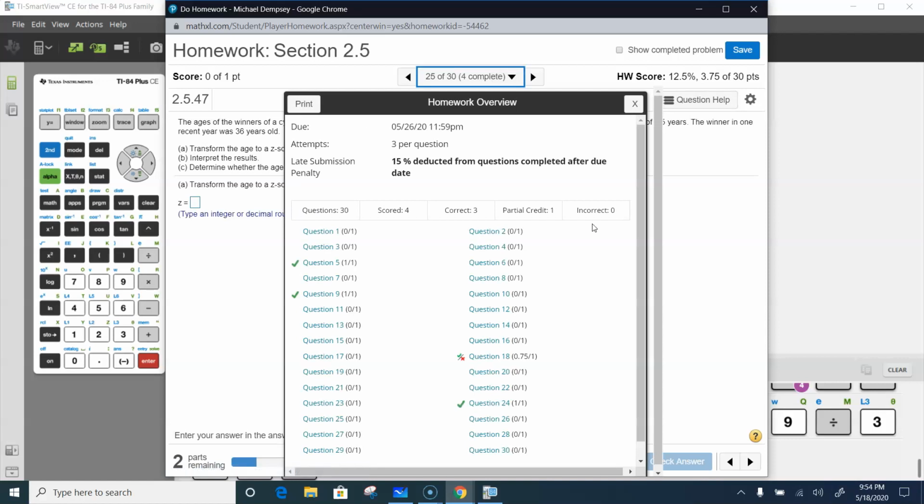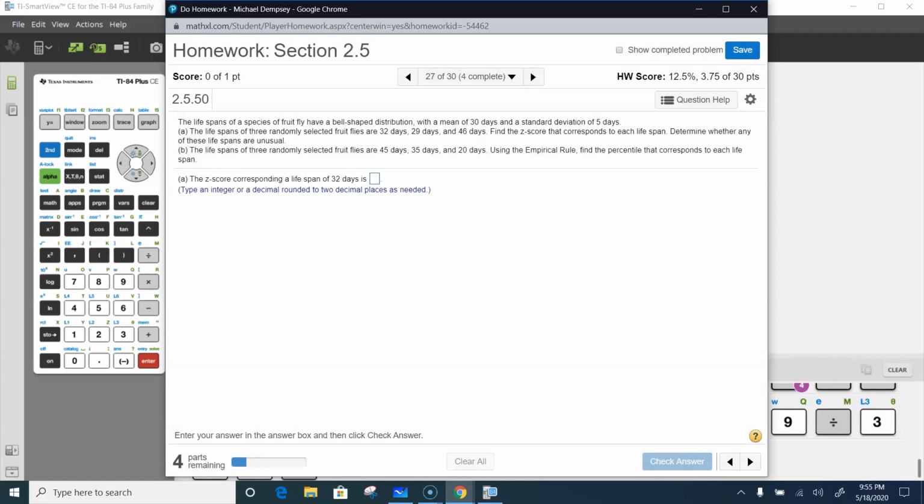Let's jump to 27. See what that looks like. So we have the lifespans of a species of fruit fly that have a bell-shaped distribution with a mean of 30 days and a standard deviation of 5. Okay, so now we have 3 randomly selected fruit flies: 32, 29, 46. Find the z-score that corresponds to each and determine whether or not these are unusual.